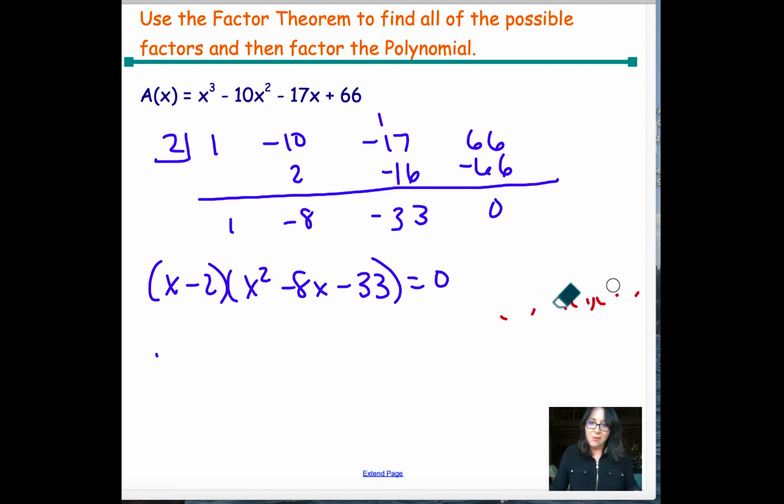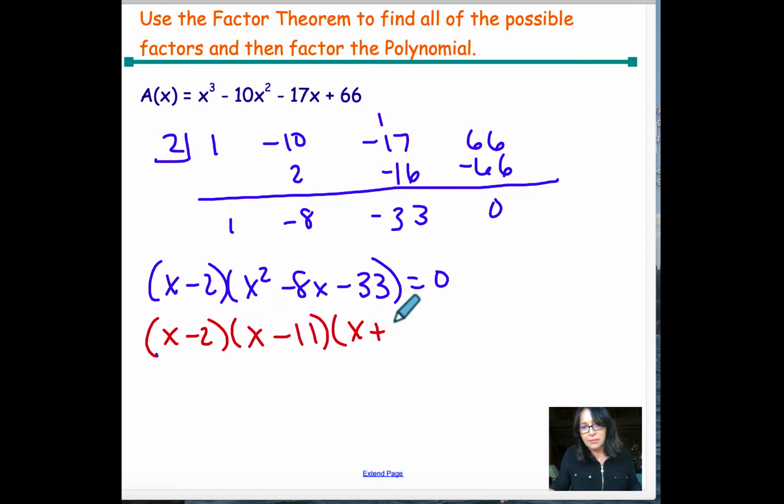So now, and I know you guys are looking at that going, well, obviously it's 11 and 3, but we have to try different things here. So x minus 2, and then this is going to be x minus 11, and then x plus 3. Set equal to 0, we end up getting our factors. If I wanted to write this in factored form, I would say, what's my a of x? So equals a of x, that's factored form.